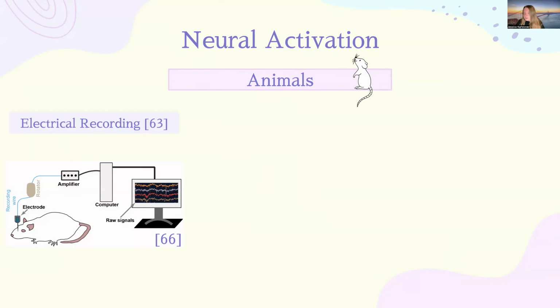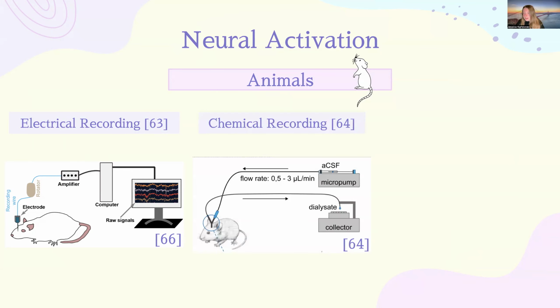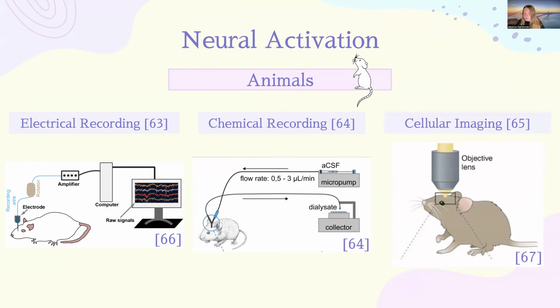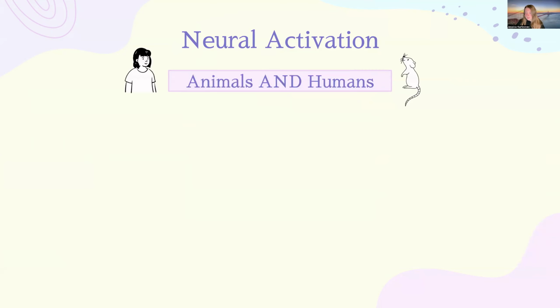First, we can record electrical activity from specific neurons using electrophysiology. Second, we can measure chemical changes in the brain, such as neurotransmitter or hormone levels, using methods like microdialysis. And finally, we can use microscopy-based imaging techniques, such as calcium imaging, to watch the activity of individual neurons in real time while the animal behaves. These approaches let researchers link specific neural signals to behavior as it happens.